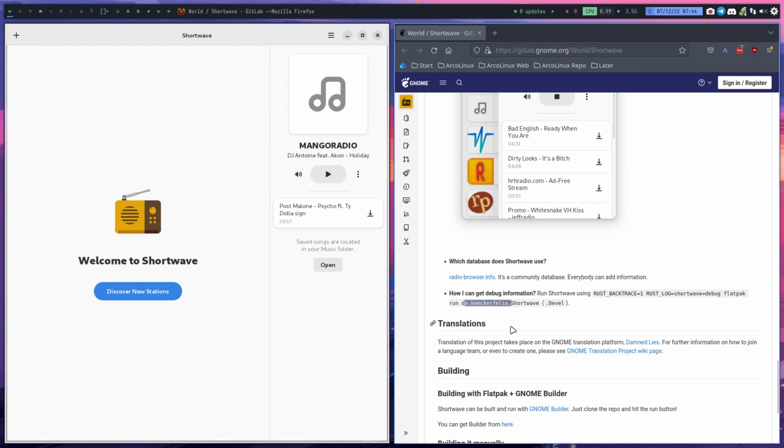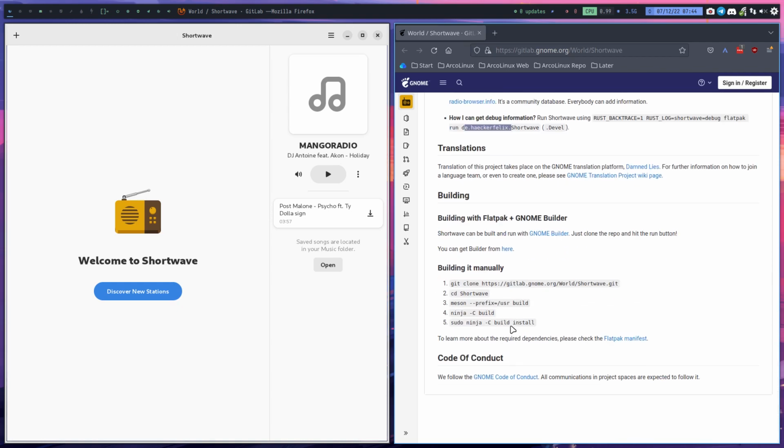And here you have another Hacker Felix reference. All right, it will be on the repo in now. Sudo pacman -S shortwave, and have fun.